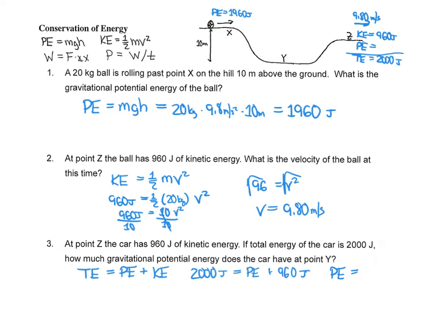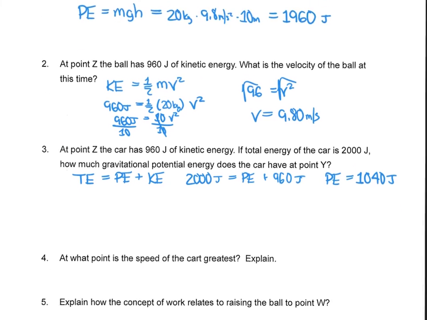2,000 minus 960. I got 1040. That's a nice number, 1040 joules of potential energy there. Got it. I'm going to write it in. Ta-da. All right, what else we got to do, everybody?